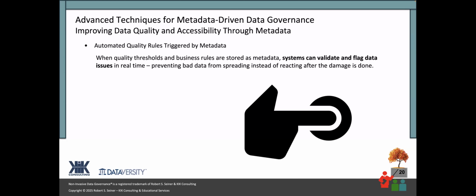using those rules to provide some of these automated quality checks of data as it's feeding through from one system to another, or even feeding from your systems into your AI models.